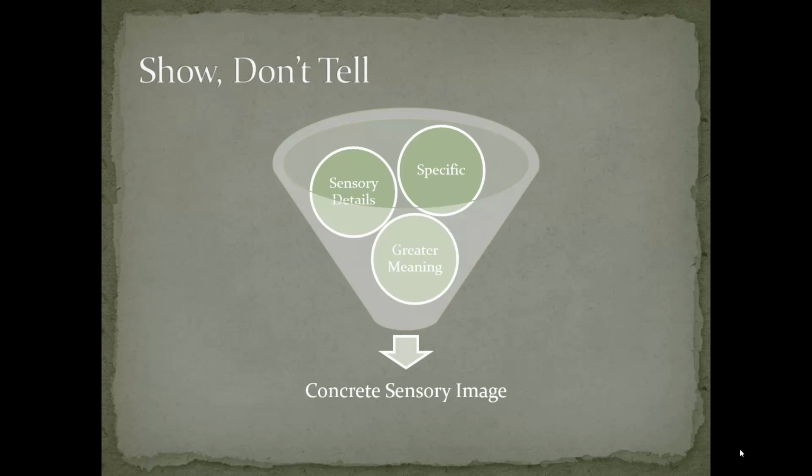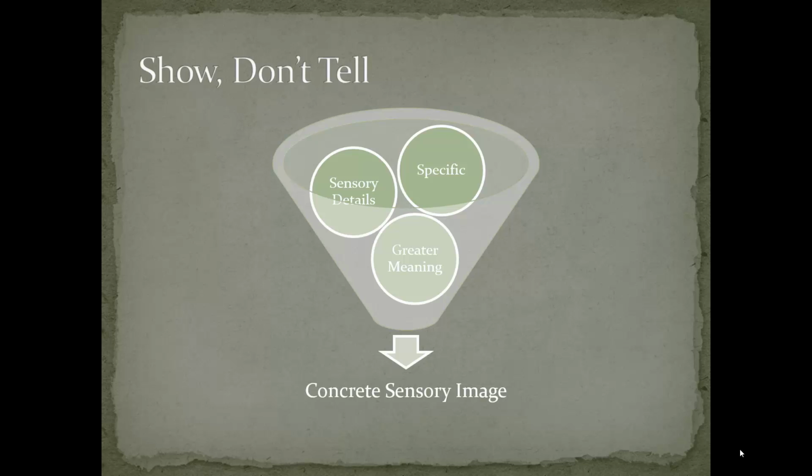So let's talk a little bit about what I mean by the words show, don't tell. You'll hear that a lot in creative writing classes, and what it means is to use all of these tools in order to make concrete sensory images in your writing. When you write in the abstract, or when you write generally, it is so much less powerful. The reader can't feel and see what you're writing about.